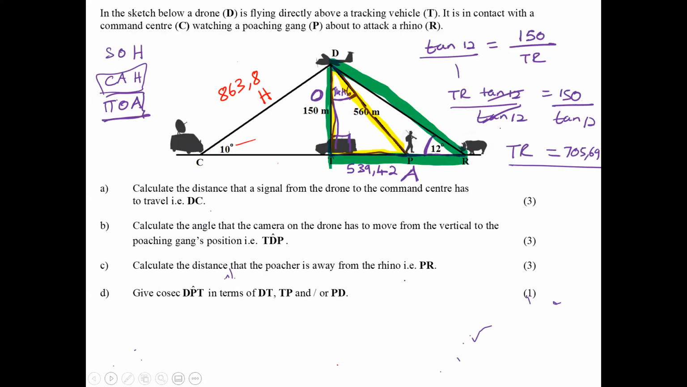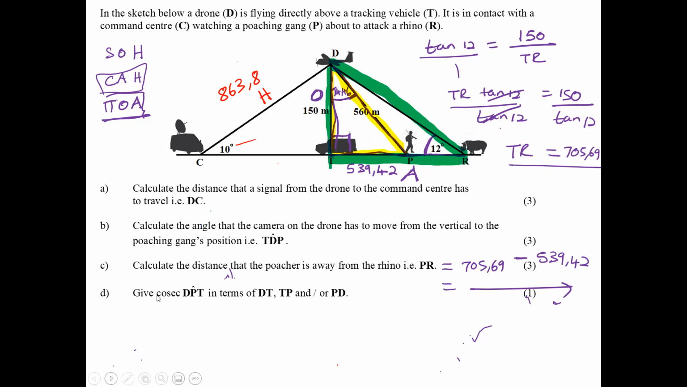Okay, so the last part. How do we find PR? PR will be the big side TR, remember we started with that, which is 705.69, minus TP, which is 539.42. You can type that on a calculator, and that is the answer we're actually looking for. Any questions on that?